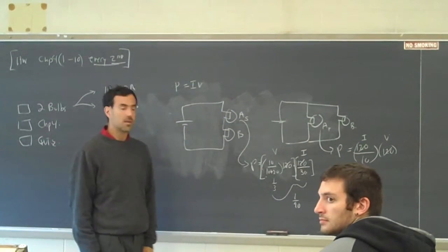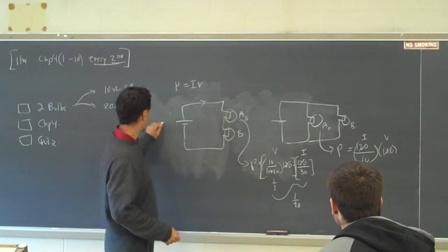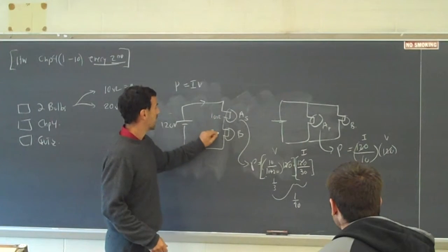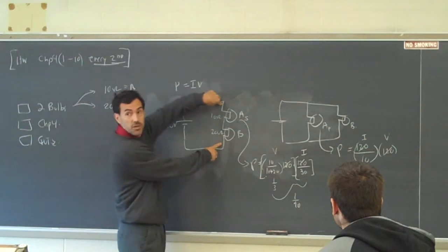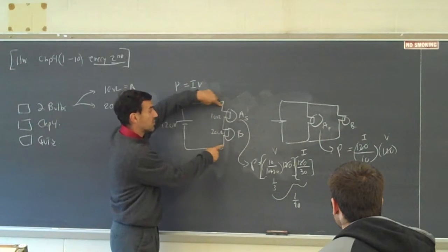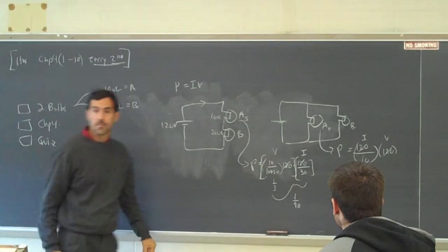James? How'd you get I, like 120 over 30? Yeah, well, the total voltage is 120. That's 10 ohms. That's 20 ohms. So the combined is 30 ohms. So you have to add them? Okay. So I did 120 volts divided by the total resistance. Oh, so the total 120 over, okay, okay, gotcha.